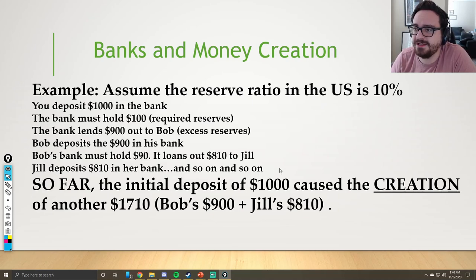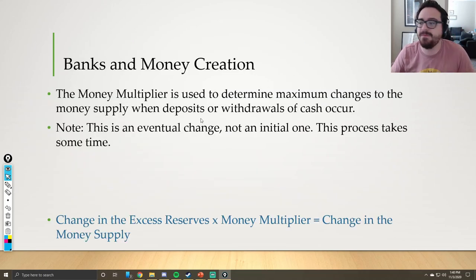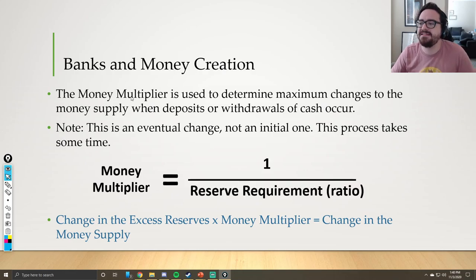But this kind of thing should scare you, and sound kind of familiar to something from last unit. This idea of money getting split and then split and then split, and one initial change having a much larger impact than you think, sounds a lot like the multiplier effect, right? With GDP, where we spent $1,000, but that money goes somewhere, it gets spent again and again and again. You deposit your money, someone takes out a loan, that money gets loaned again and again and again. It's another multiplier effect. It's called the money multiplier. This is the last multiplier, I promise. There's only three. There's spending, tax, and money. That's it.